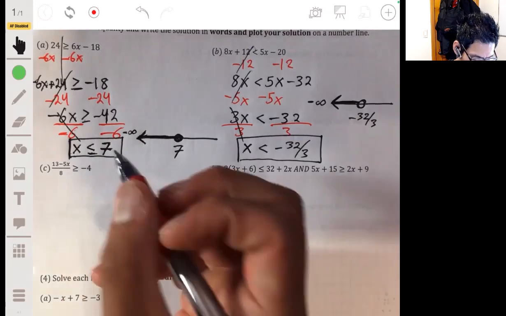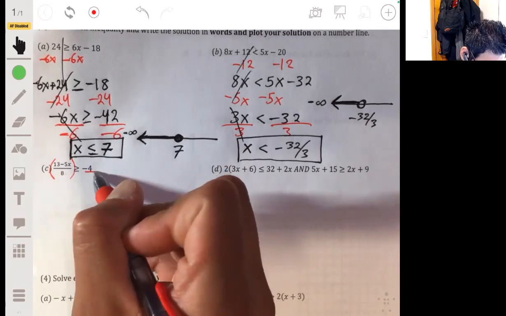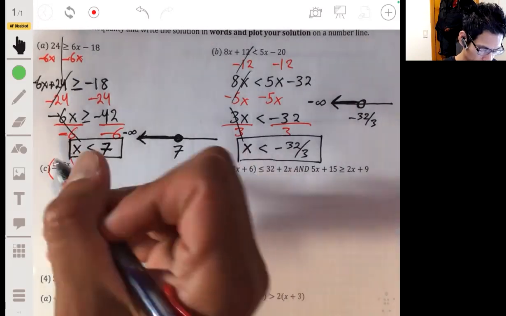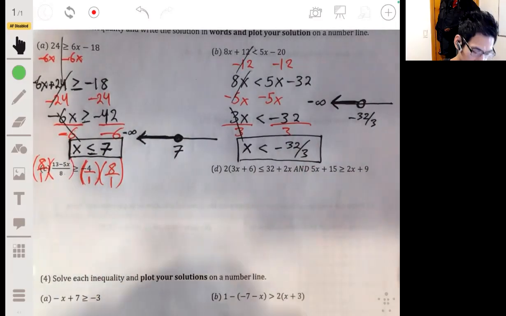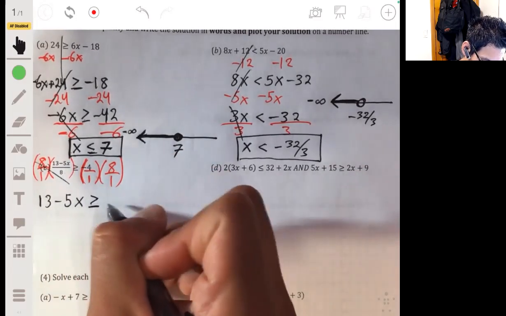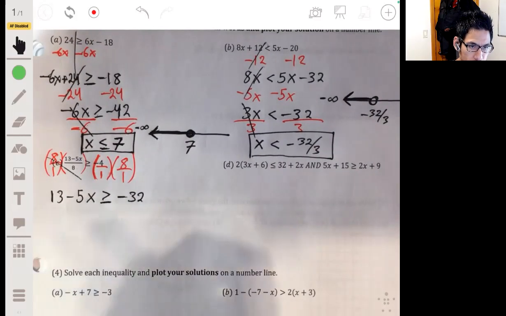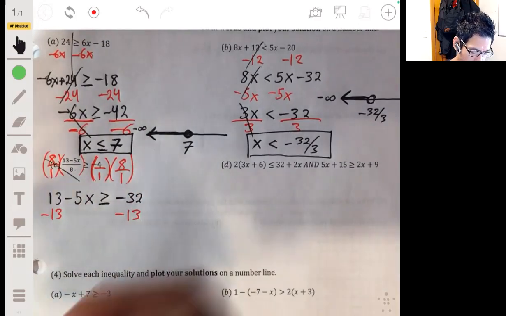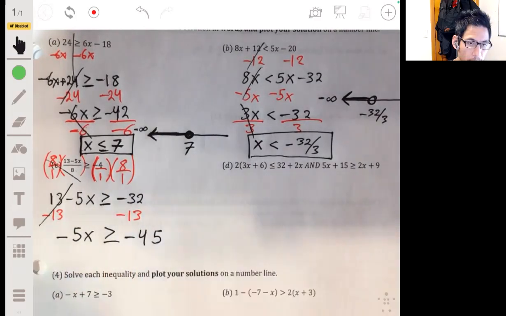All right, for C, okay, so we need to first get rid of this 8 in the denominator. So let's first remember that both of these are fractions. So we can multiply both sides by 8 over 1. The 8 on the left cancels, then we get 13 minus 5x is greater than or equal to negative 32. And then subtract 13. And we'll get negative 5x is greater than or equal to negative 45.